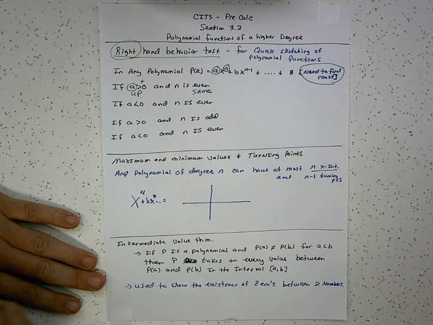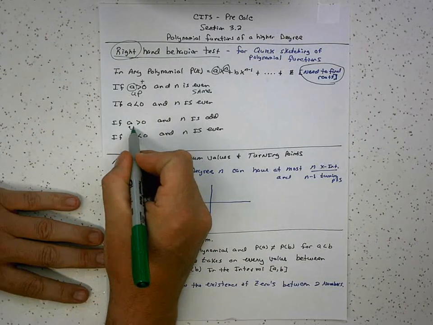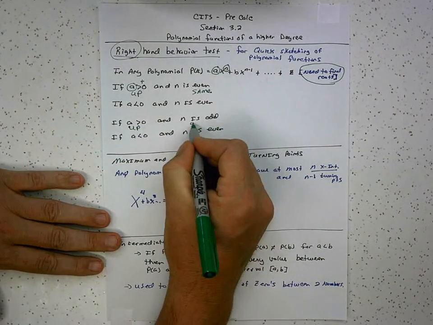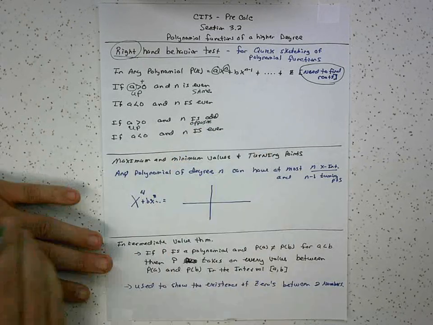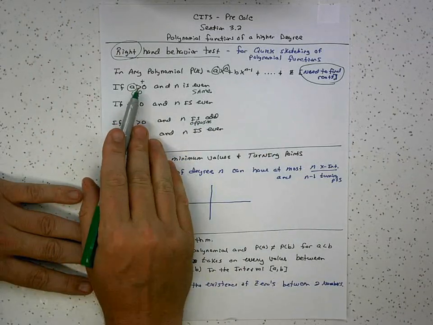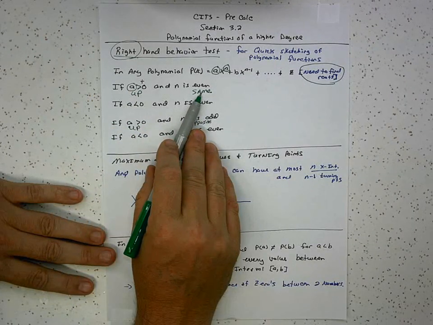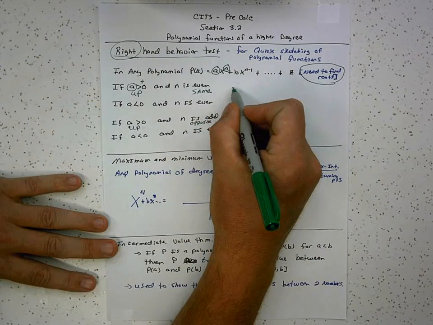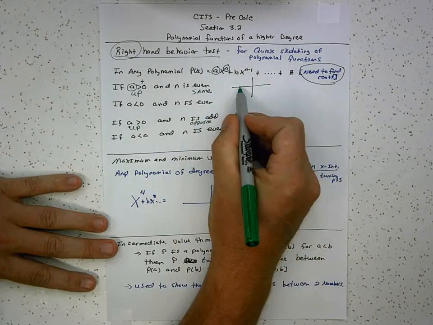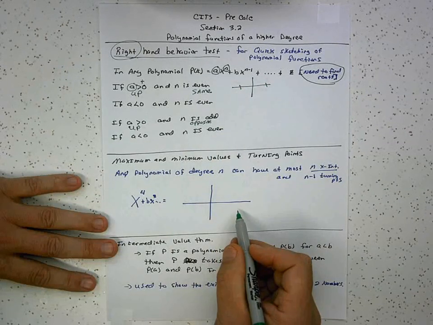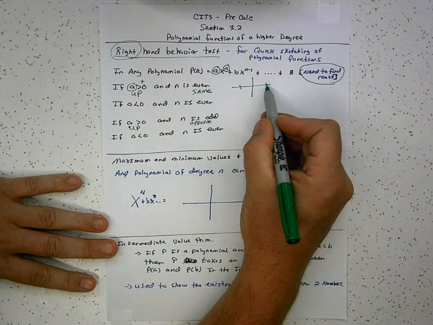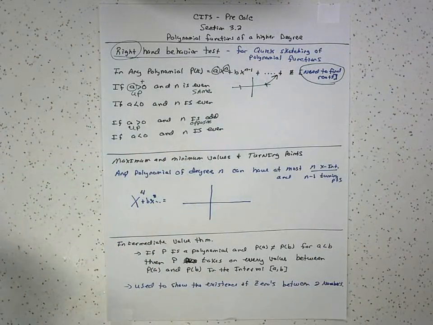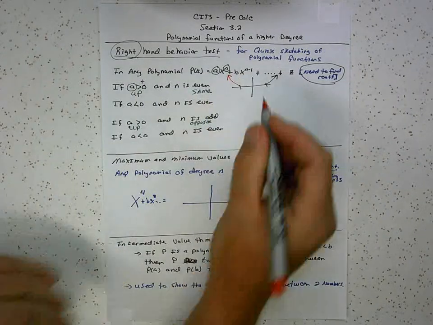So if a is positive, the right side is going to go up. But if n is odd, the two sides are going to do the opposite. So positive means up, even is the same, odd is opposite. This is just a general look at the graph. We don't know what's happening between here and here. But I know from the rightmost zero of that function, if a is positive, it's going to go up. And if n is even, the left side is going to do the same thing.